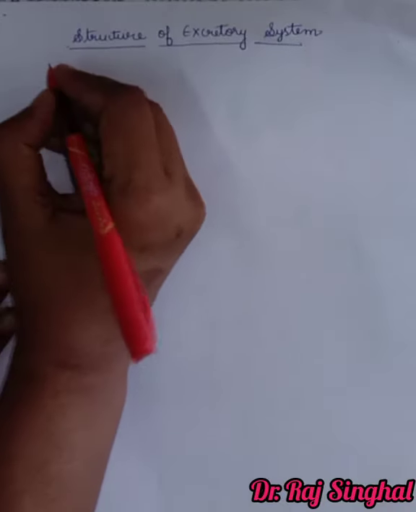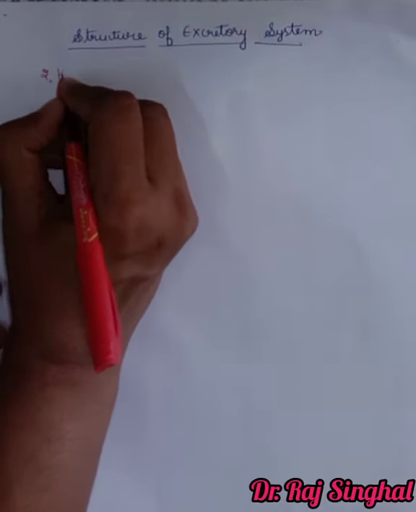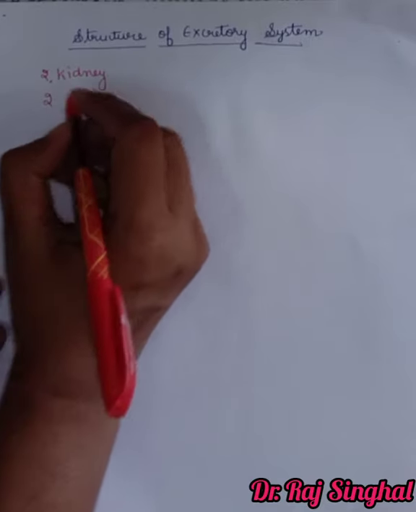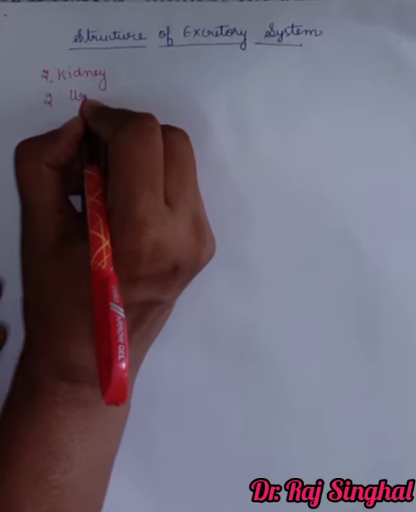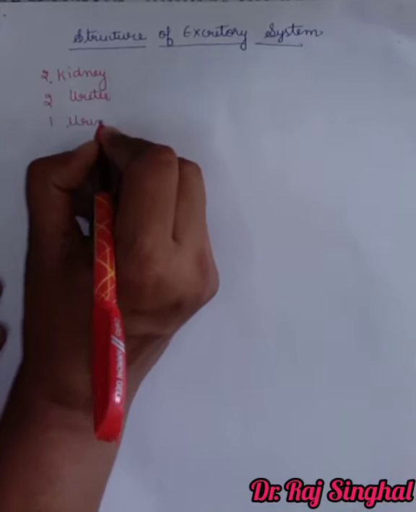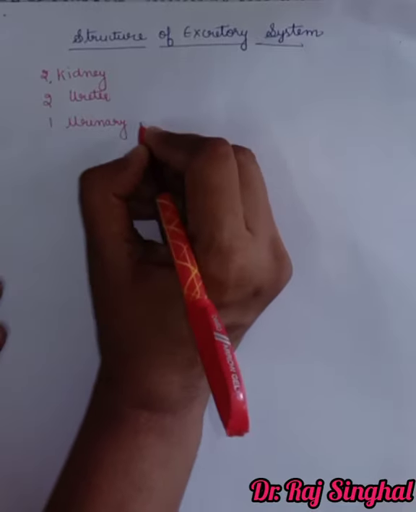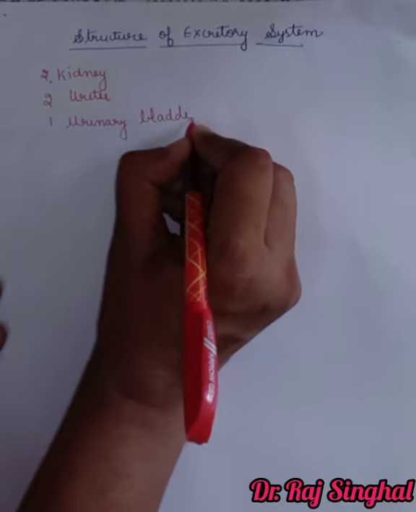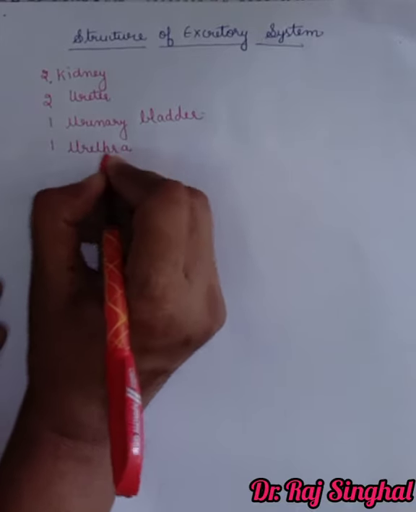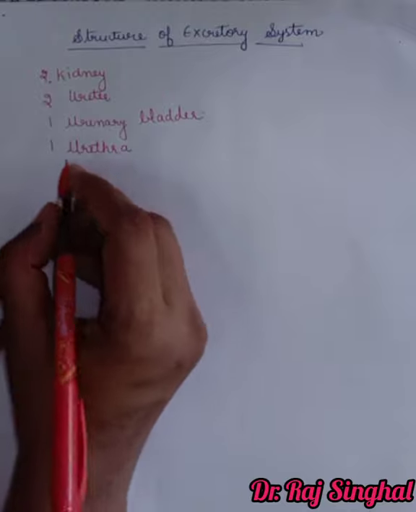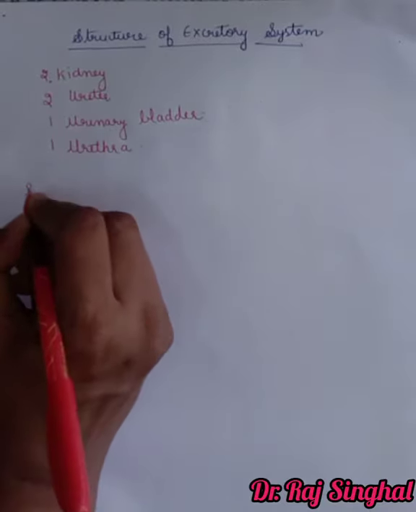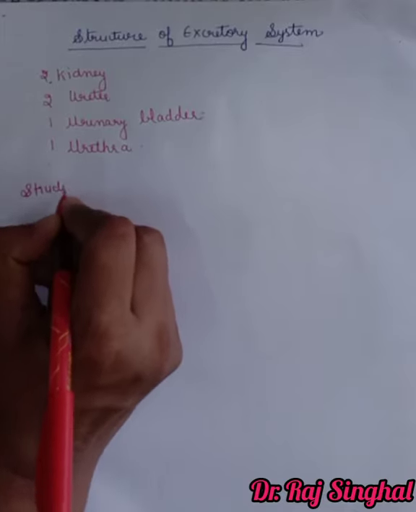Excretory system consists of two kidneys, two ureters, one urinary bladder, and one urethra. First of all, we will study about the structure of kidney.